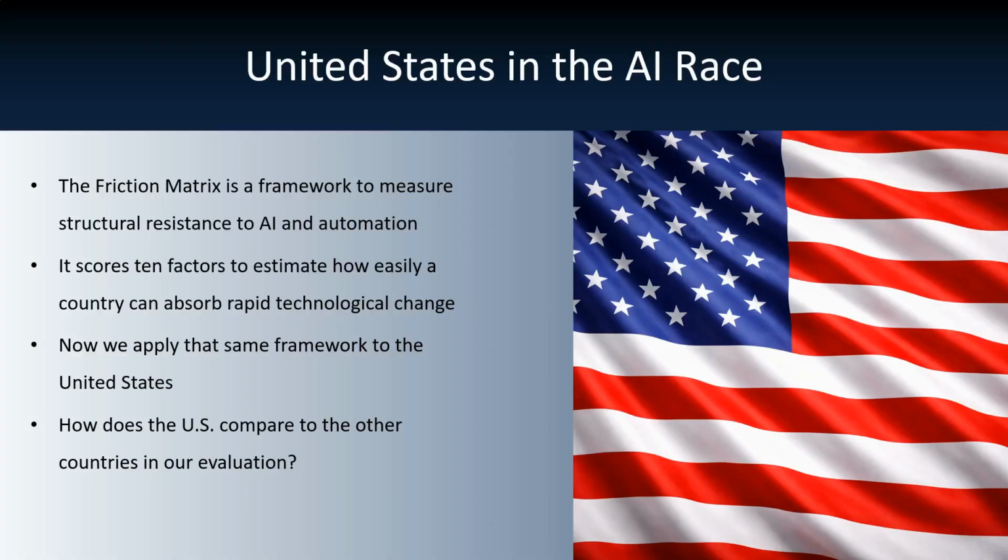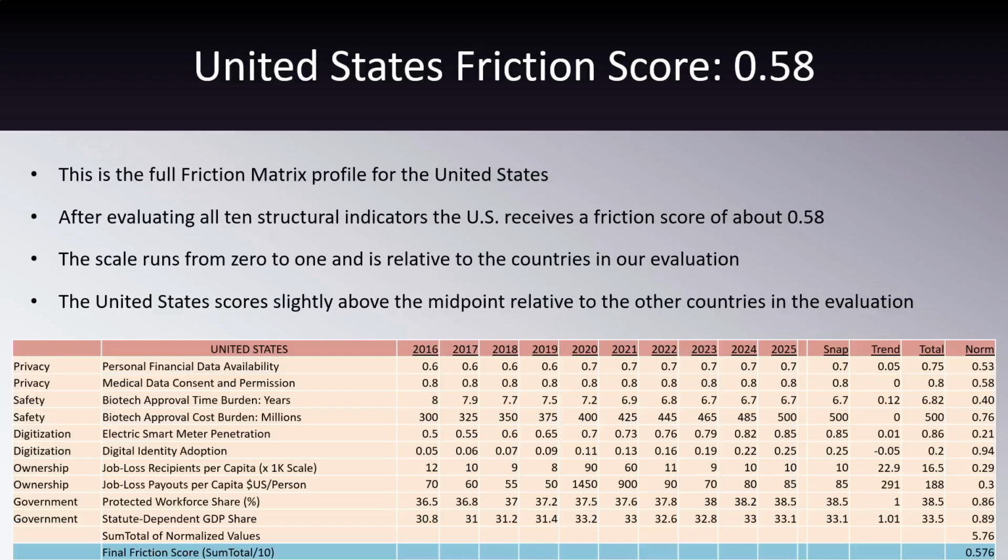Join us to find out where the U.S. may be able to adopt AI and automation quickly, and where it might encounter structural resistance to those same technologies. How does the U.S. compare to the other countries in our evaluation? United States friction score, 0.58.